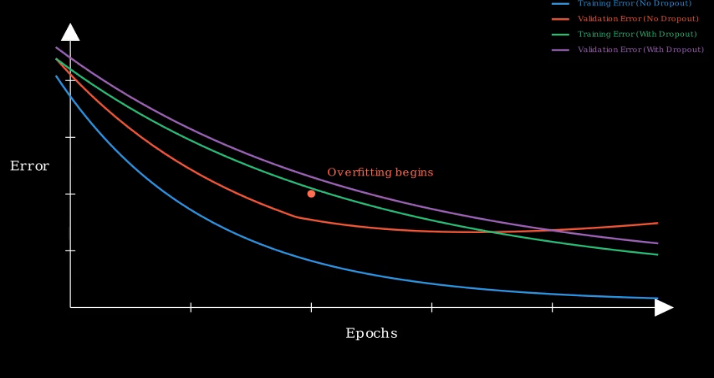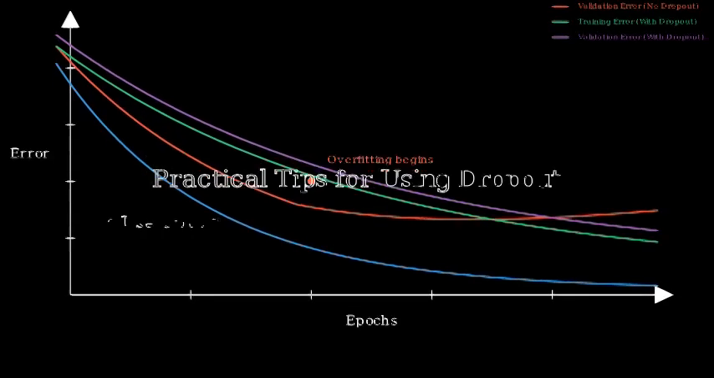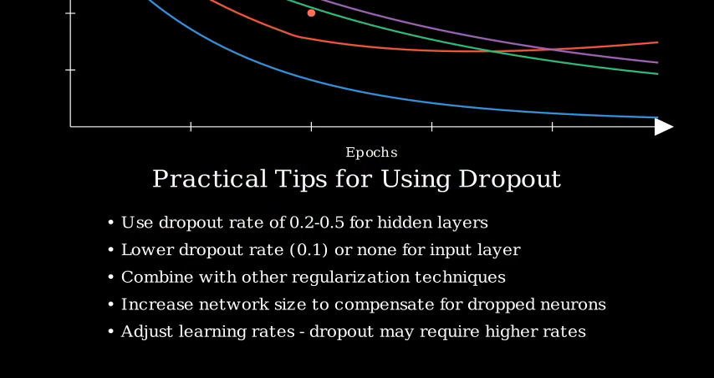Here are some practical tips for using dropout effectively in your neural networks. Typically, use a dropout rate between 0.2 to 0.5 for hidden layers and a lower rate of 0.1 for input layers if needed. Consider combining dropout with other regularization techniques like weight decay for even better results. When using dropout, you might need to use larger networks with more neurons per layer to maintain model capacity.